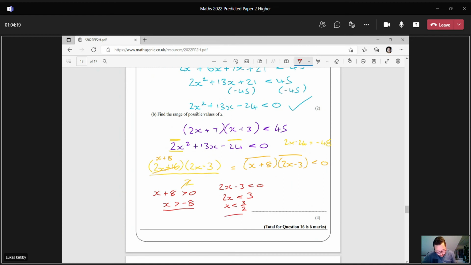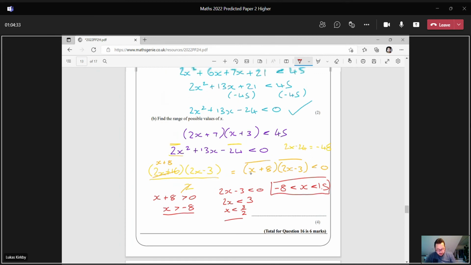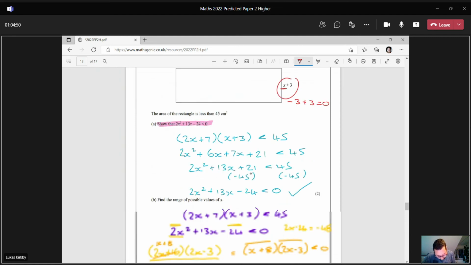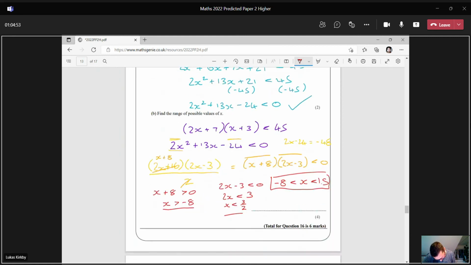Okay, so we've got our answer now, that x is between minus 8 and 1.5. But again, let's look back at our circle. It can't be minus 8. The biggest this can be, this has got to be more than 0, so x has got to be more than minus 3. Because minus 3 plus 3 is 0, so this has got to be more than minus 3. So our actual final answer is going to be minus 3 is less than x is less than 1.5. That's our answer. Okay.